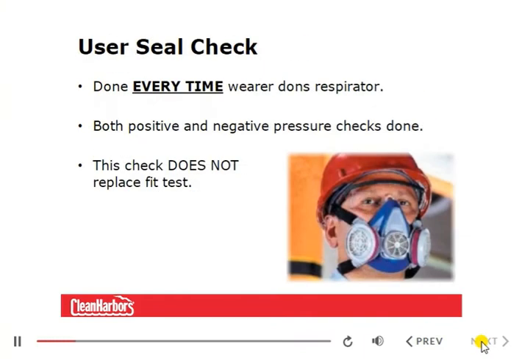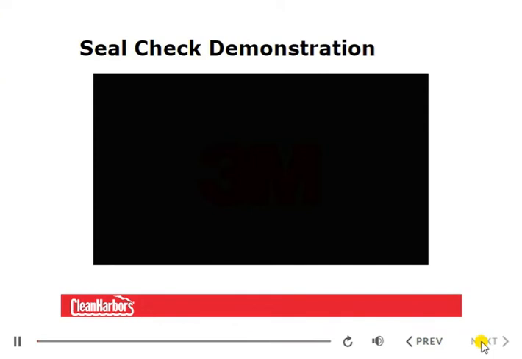A positive and negative pressure check must be done each time an employee puts on a respirator. These tests ensure you have a good seal around the mask, and it will protect you from whatever chemical hazard you're about to face. Follow the manufacturer's recommended process for the tests. Click the video for a demonstration of a positive and negative seal check.